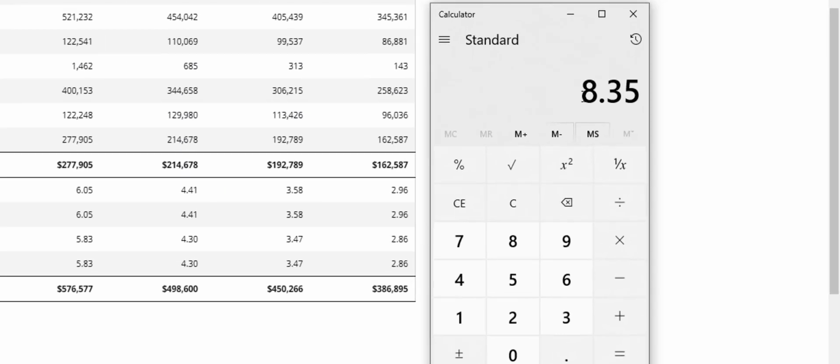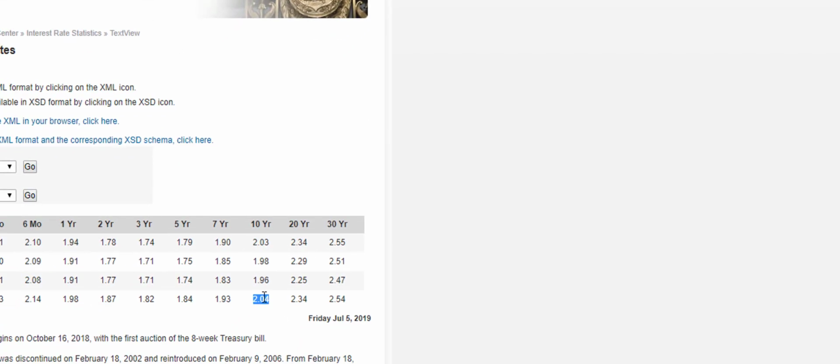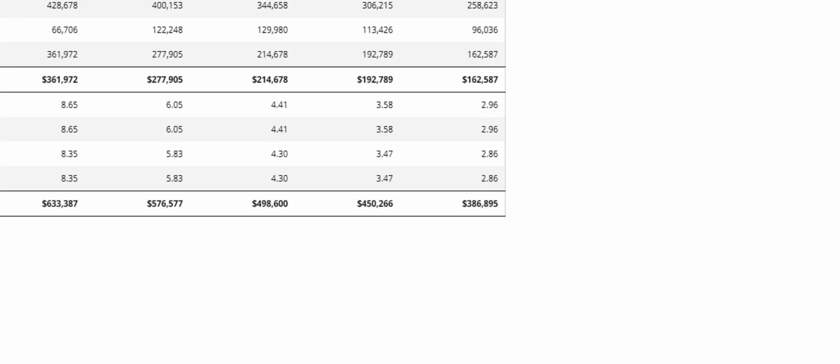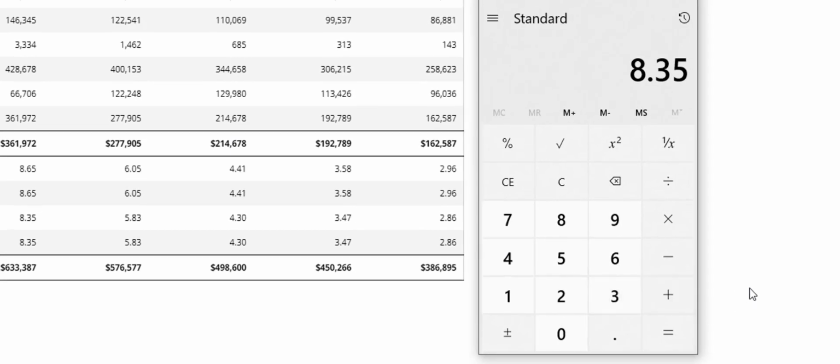So we take that 835 and we divide that by the current bond rate, which is 2.04%. So you divide that by 0.0204, and that comes out at 409.31.